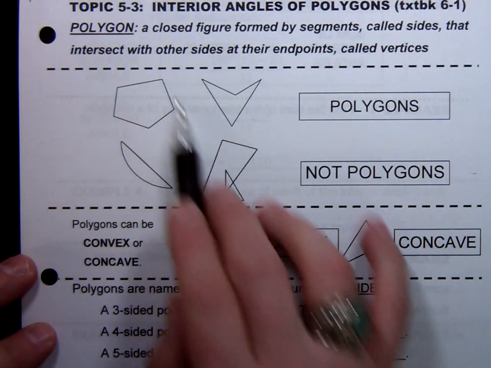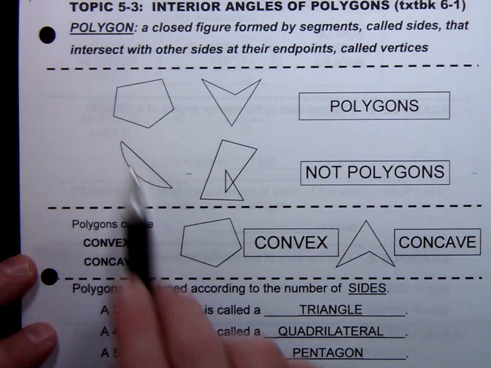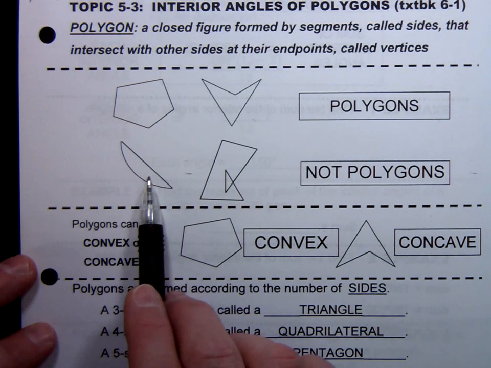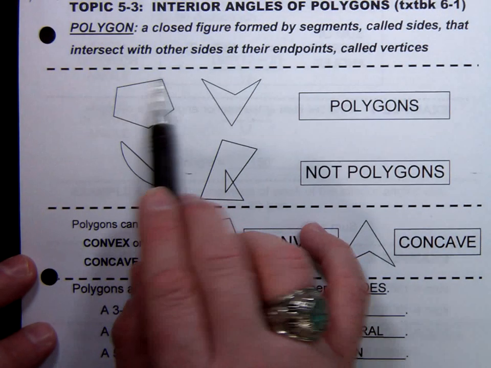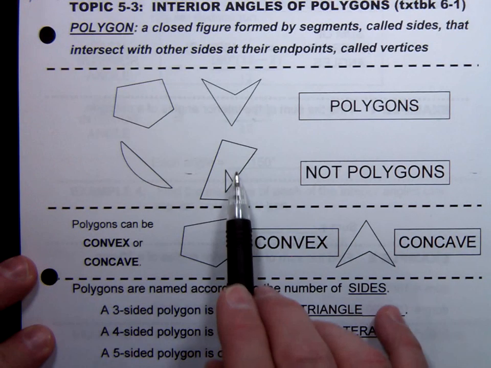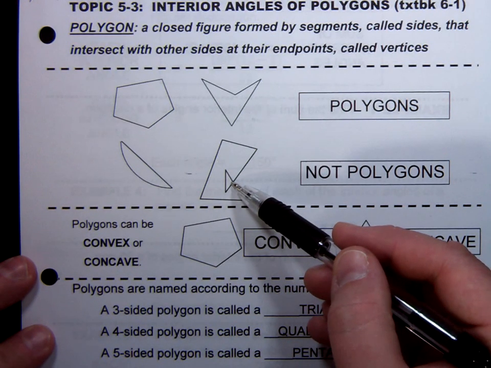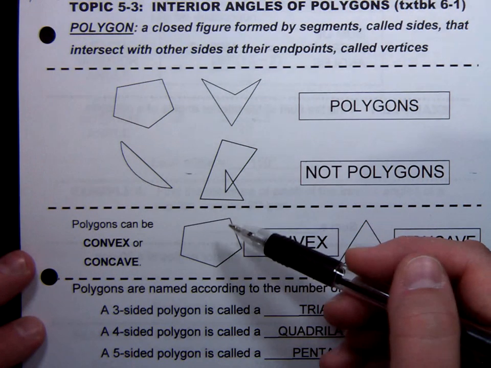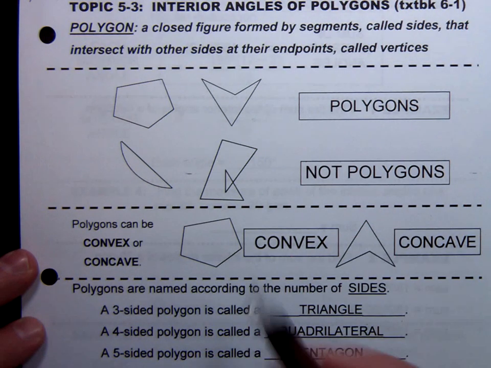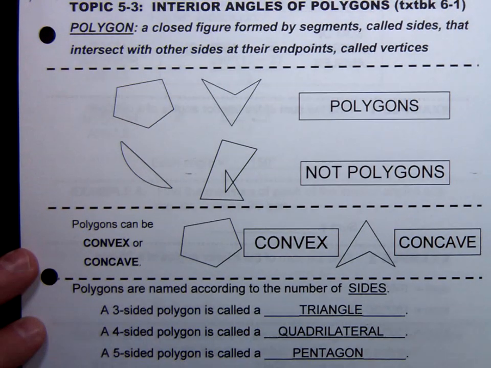Each one of the sides is a line segment. That means they are straight. They're not curved like this one. That's why this one is not a polygon. And they intersect each other at their vertices. They intersect at the endpoints of those segments. This is not a polygon because these segments are intersecting each other at points that are not the endpoints of those segments. Okay, so these two are polygons, these two are not polygons.